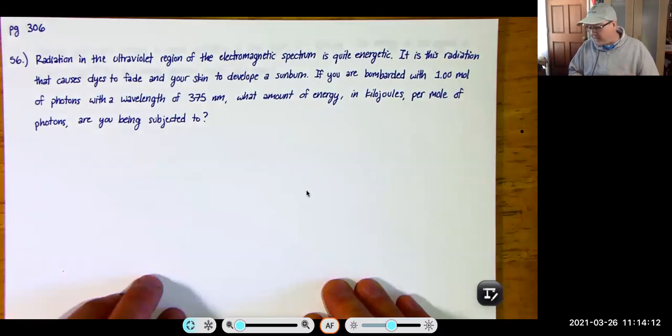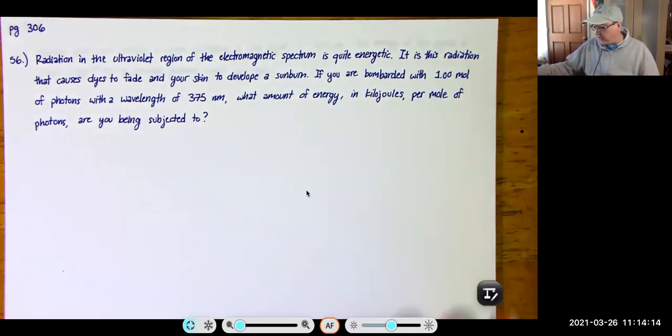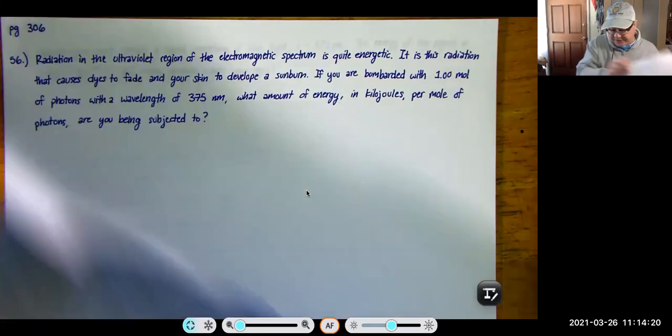Now, this one is a great question because it shows you the kind of work you have to do. So, how do we calculate energy?